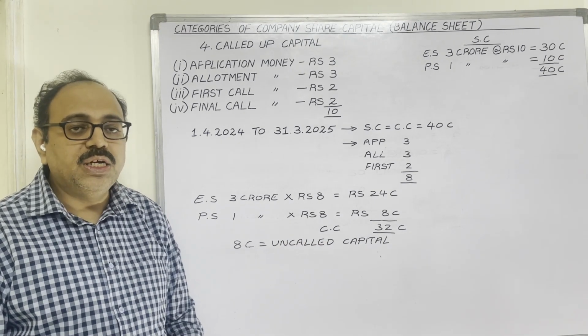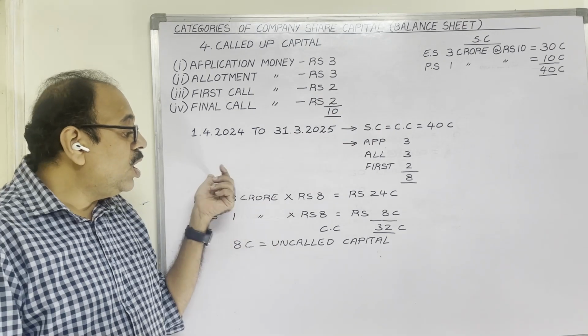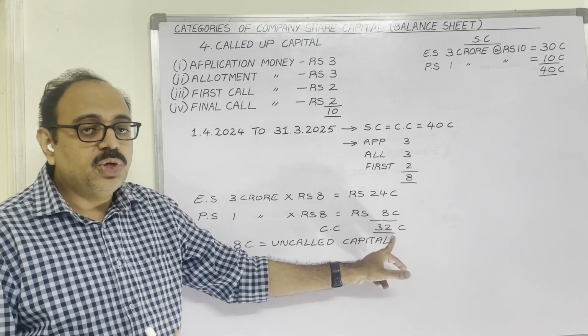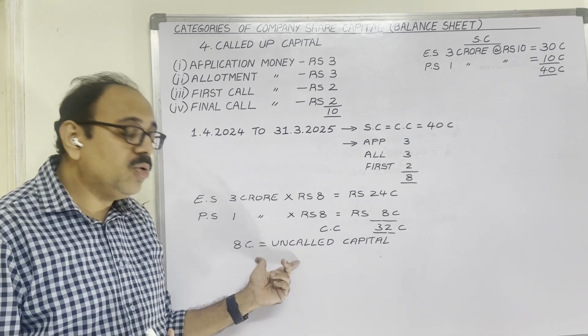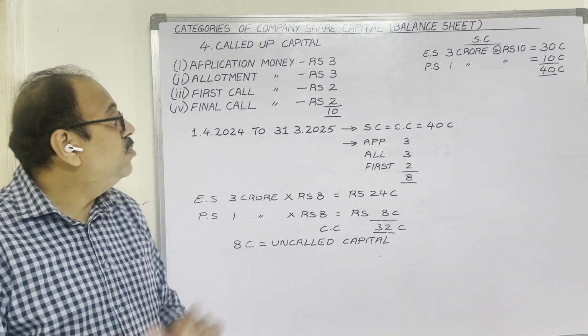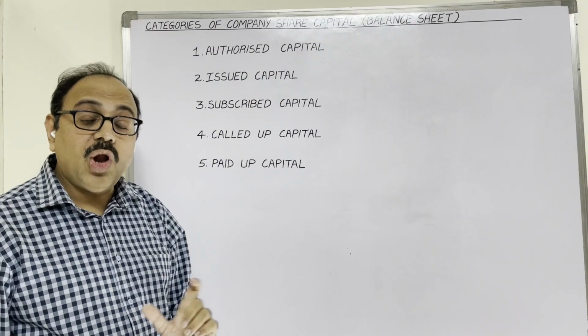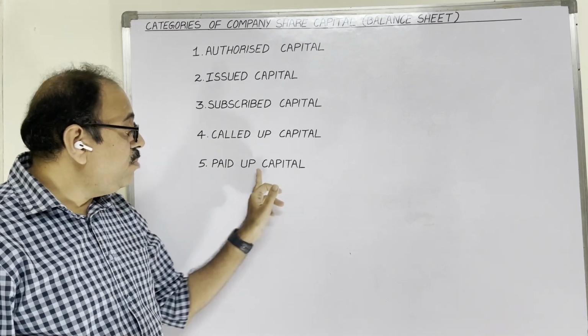So in the balance sheet, as subscribed capital we should show 40 crore, as called up capital we should show 32 crore, and we need not show this 8 crore rupees uncalled capital anywhere in the balance sheet. So this is all about called up capital. Now come to the last point. Now the last category is paid up capital.